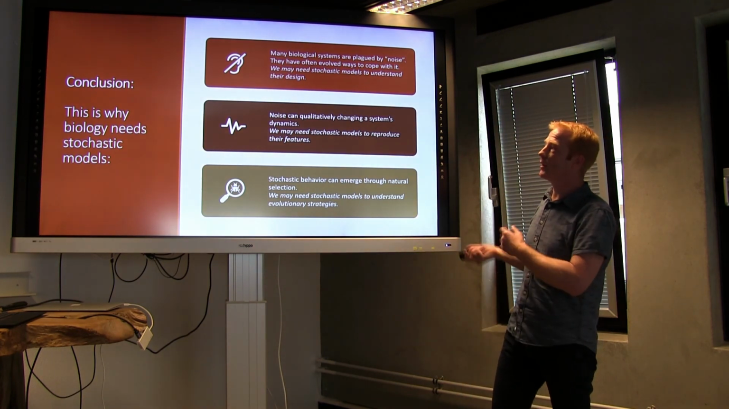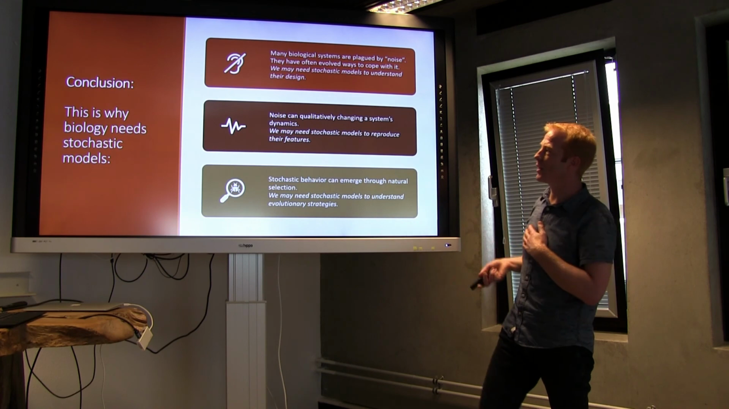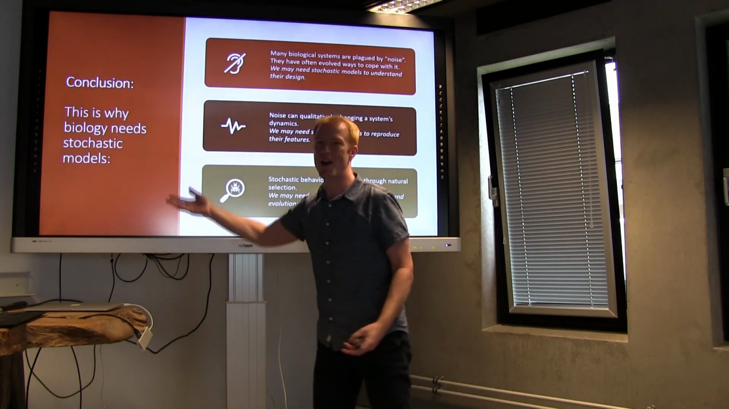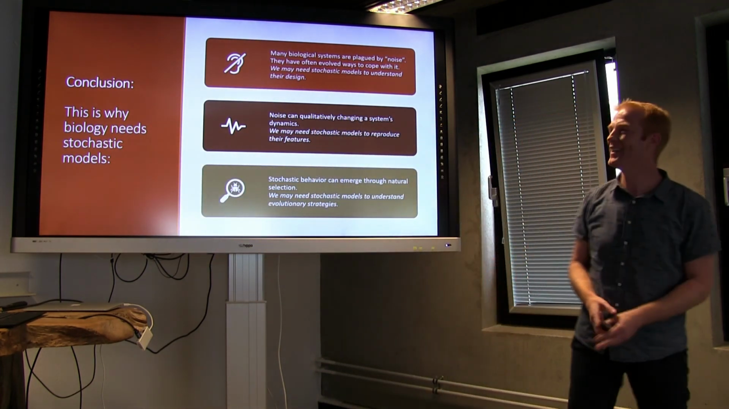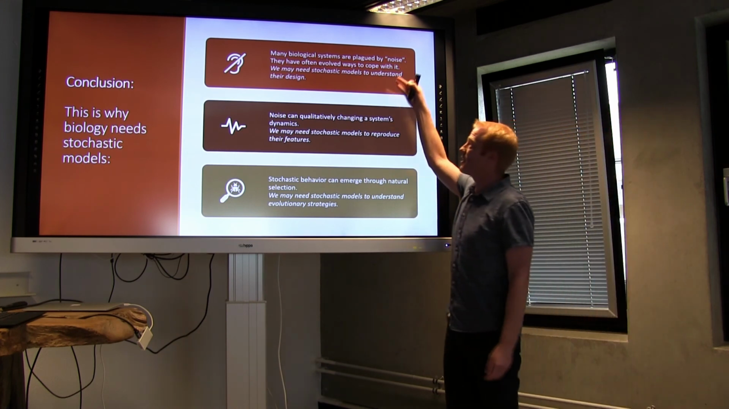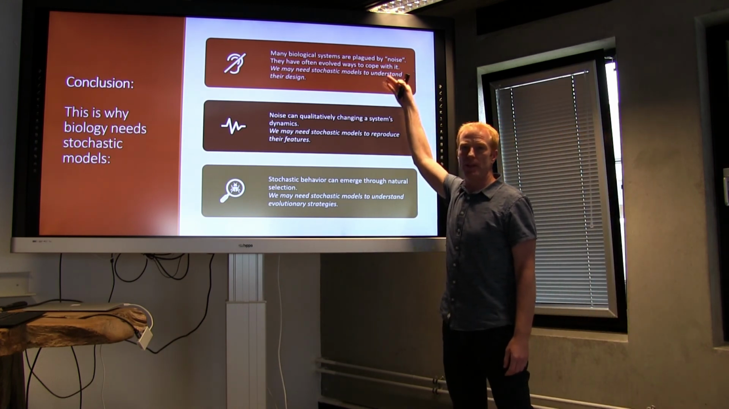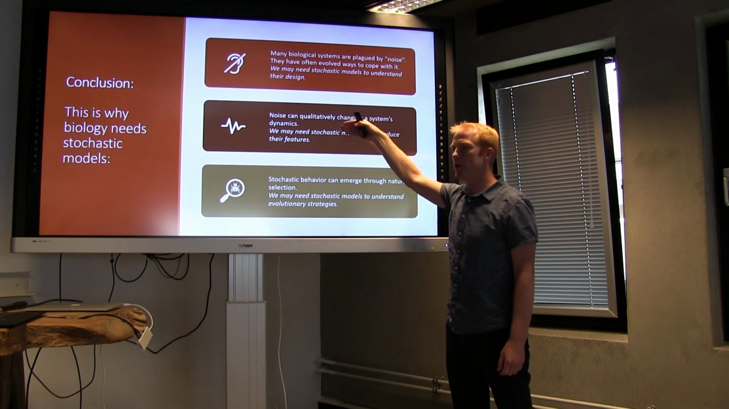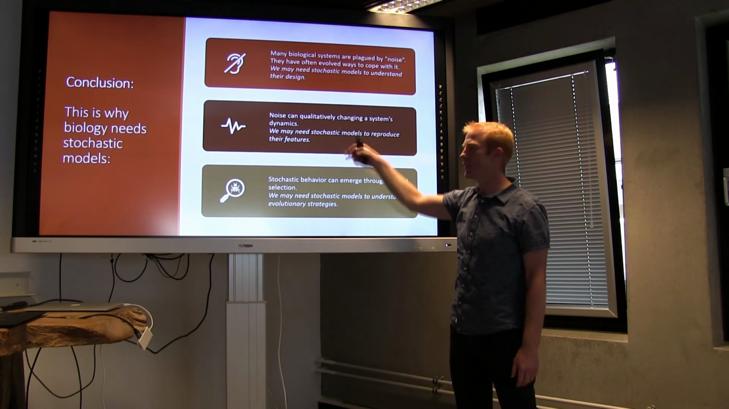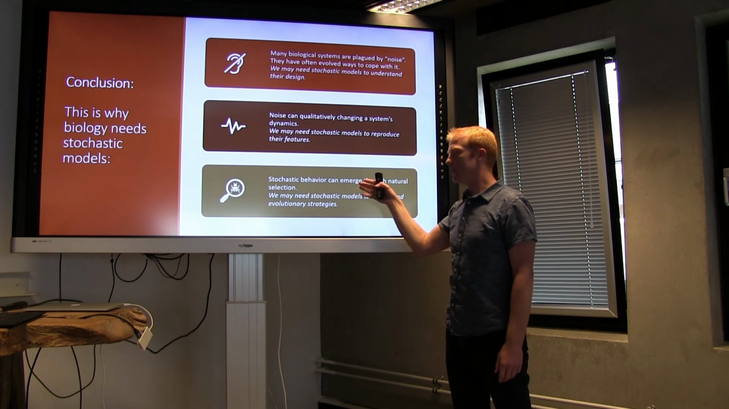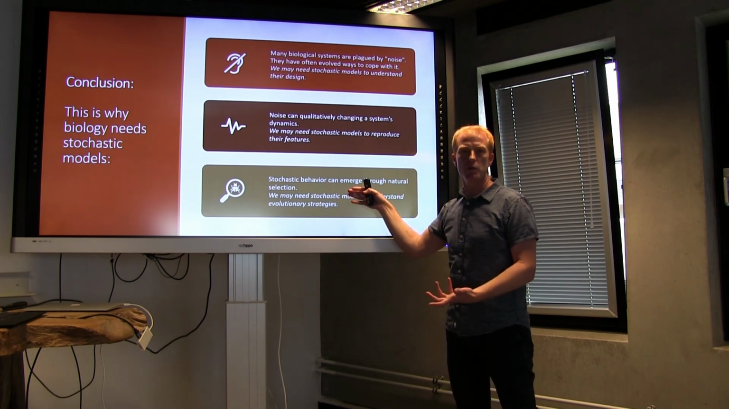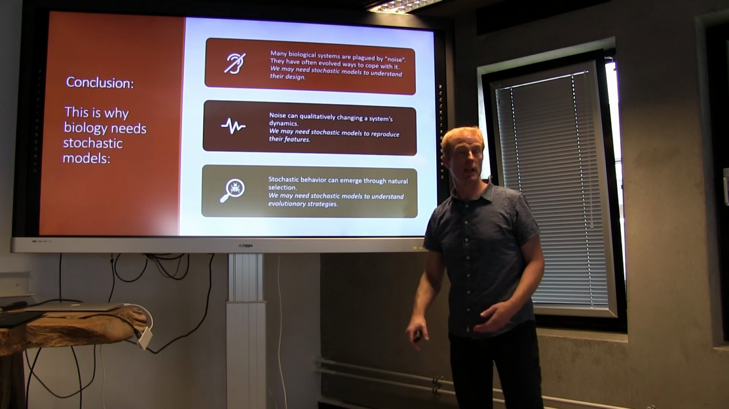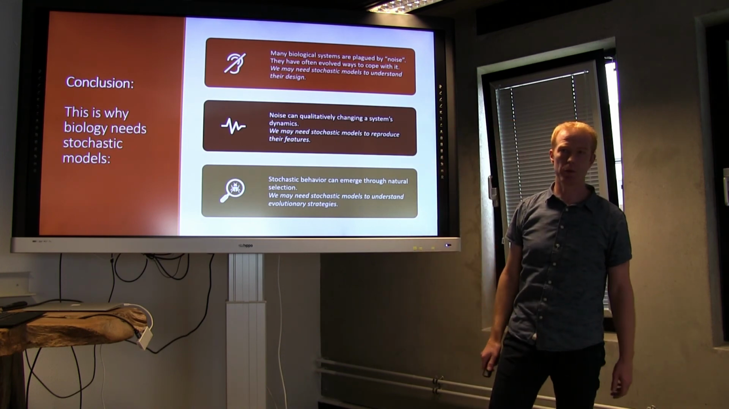Okay, so that brings me to the conclusion slide, which is the same slide you've seen all along. Why do we need stochastic models? Because systems are noisy and have evolved to deal with it. Because noise in models can change the behavior of a system qualitatively. And because there's functionality in certain stochastic behavior in biology, because it can be selected for by evolution.